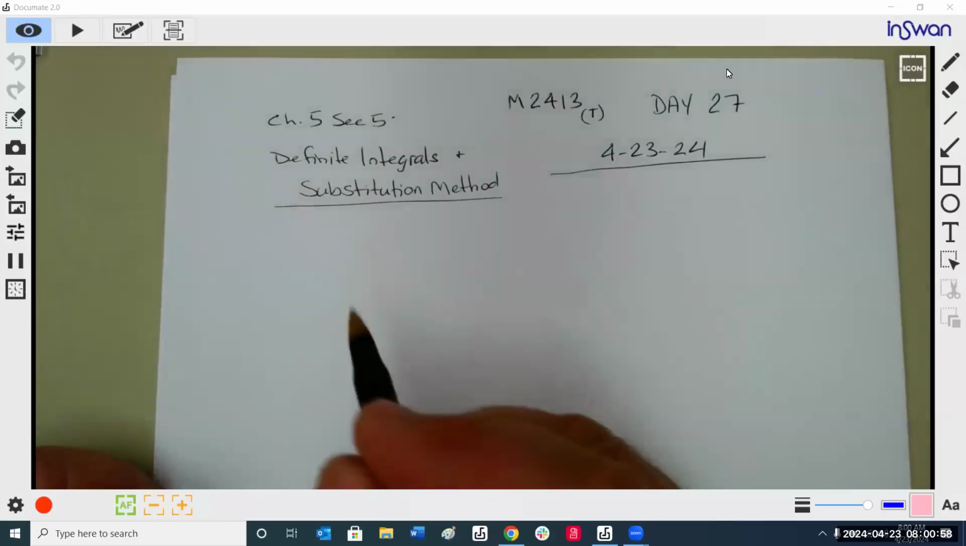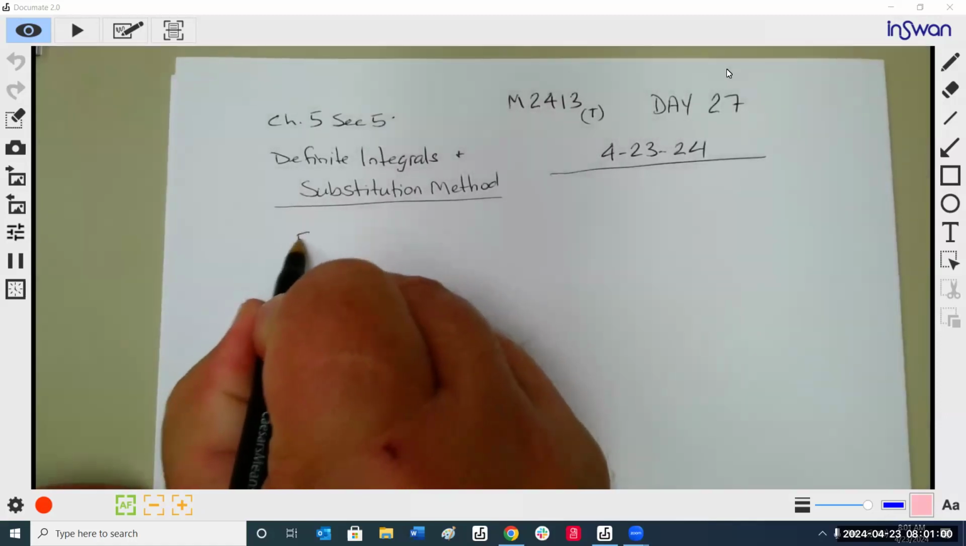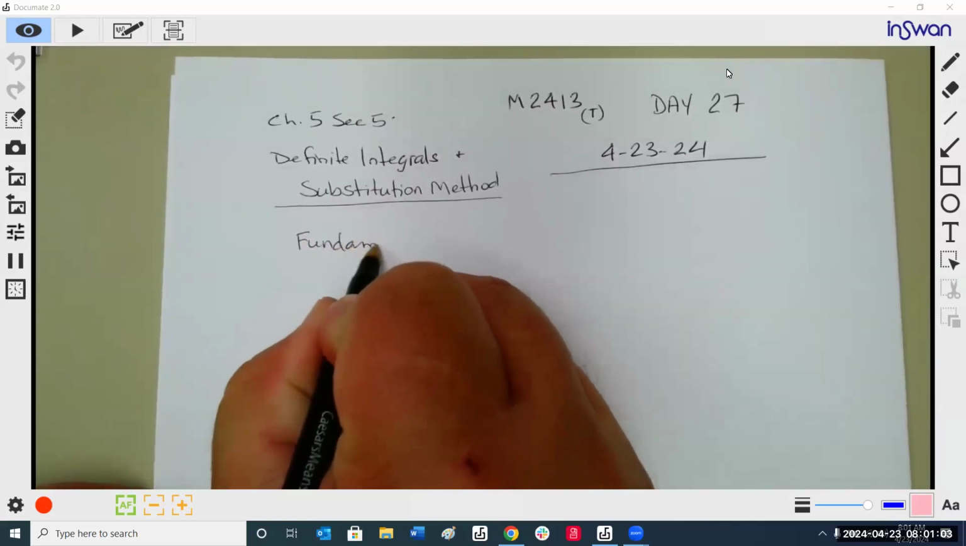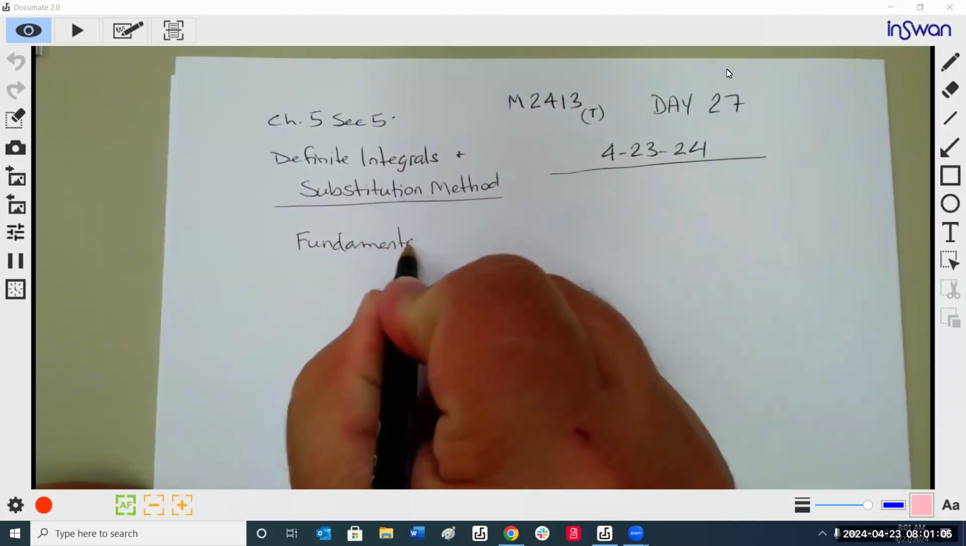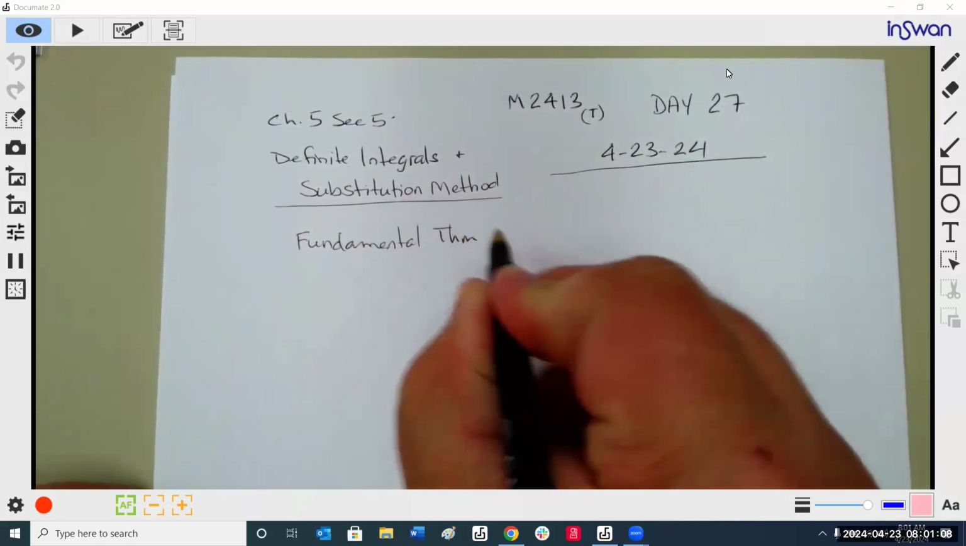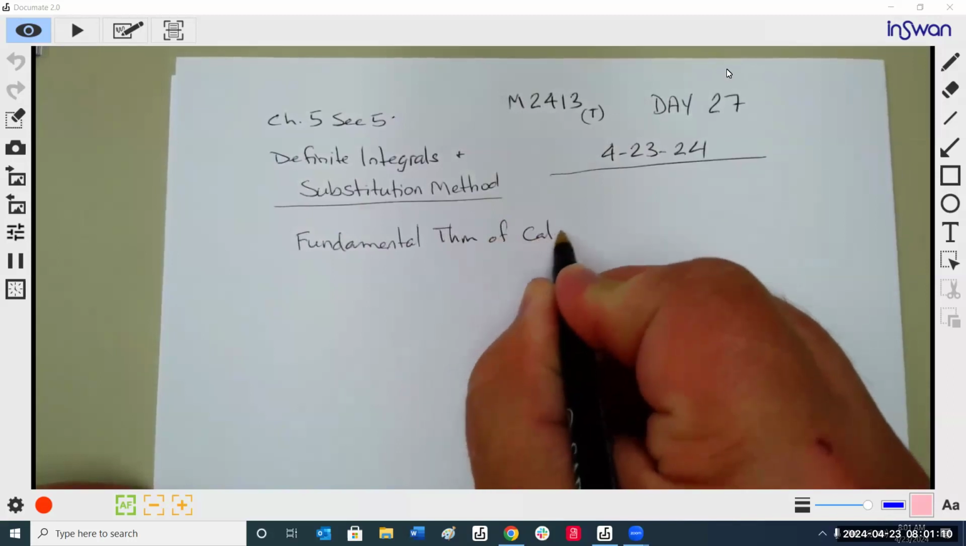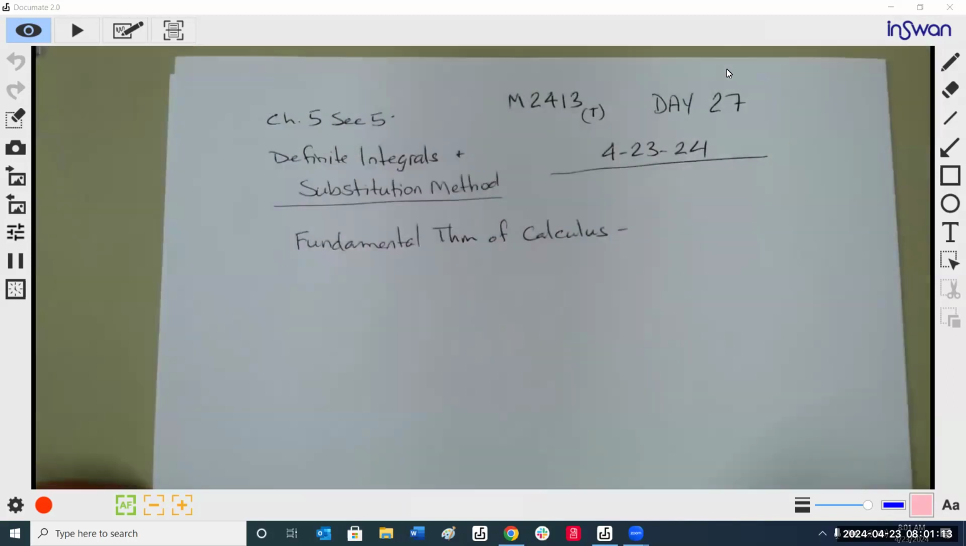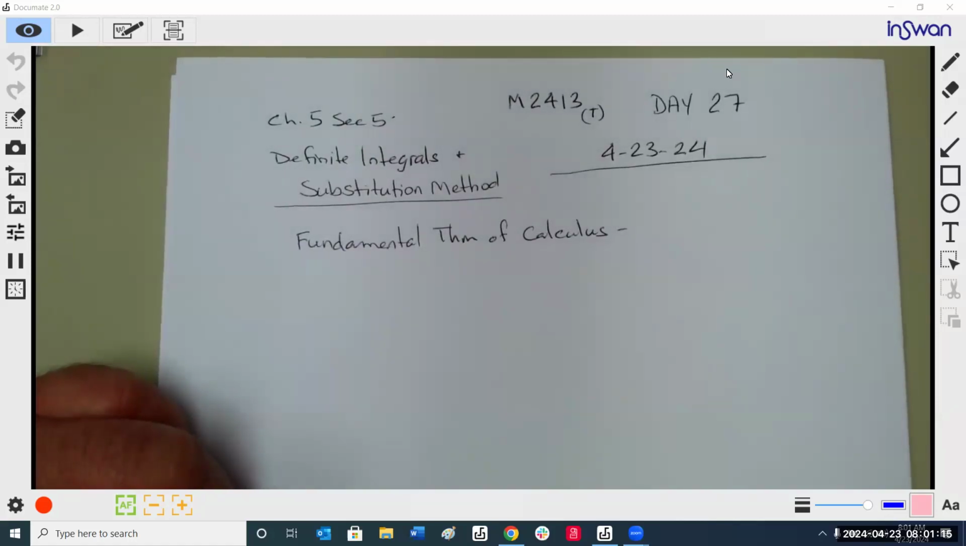All right. What does the fundamental theorem of calculus tell us? What is the fundamental theorem of calculus? That's like b minus a equals something. F of b minus f of a, yes.